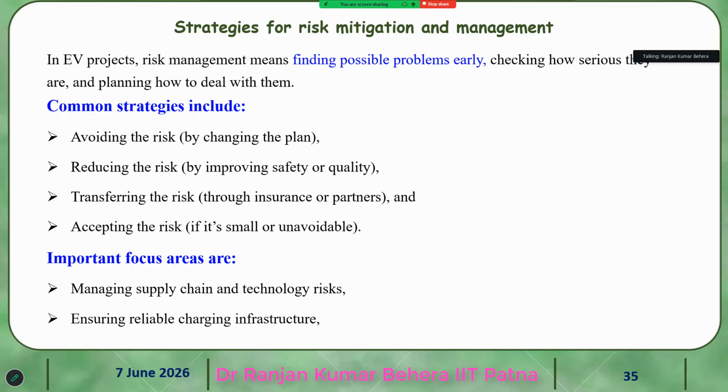So what are the important focus areas? The important focus areas are managing the supply chain as well as technological risk, and then ensuring reliable charging infrastructure, so that wherever you go, you can charge your vehicle.